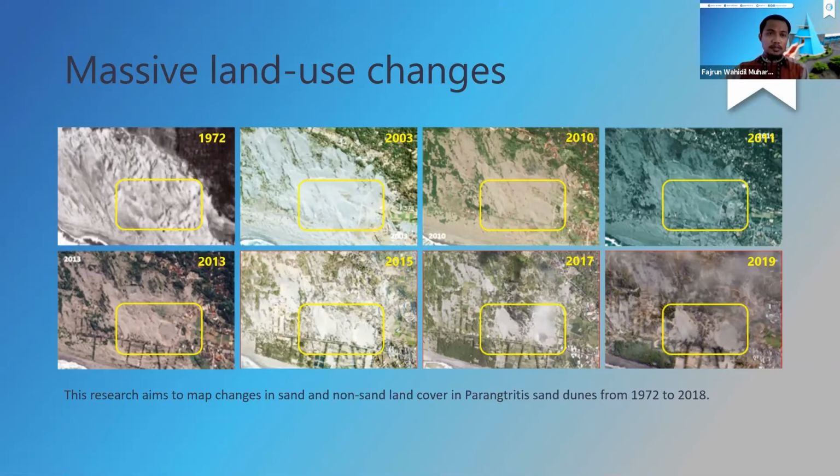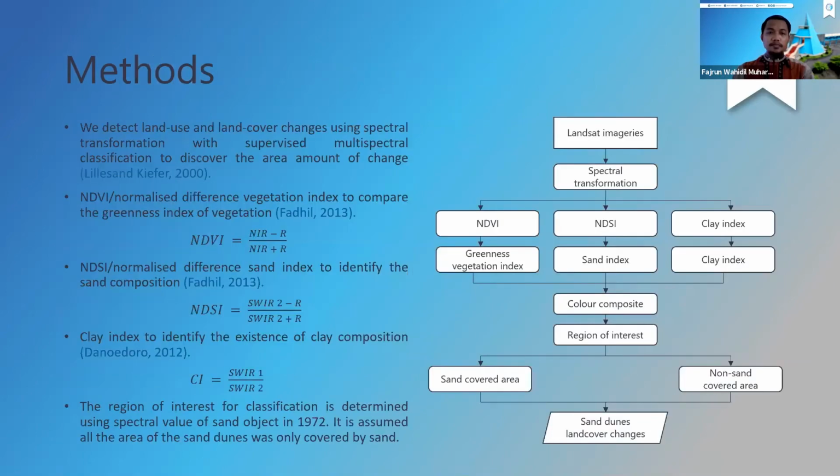So because of this massive land use change, the aim of our research is to map changes between sand and non-sand land cover in these Parangtritis sand dunes between 1972 until 2018. Our methods: first, we detect the land use and land cover changes using spectral transformation with supervised multispectral classification in order to discover the area amount of change based on Nielsen and Kiefer.